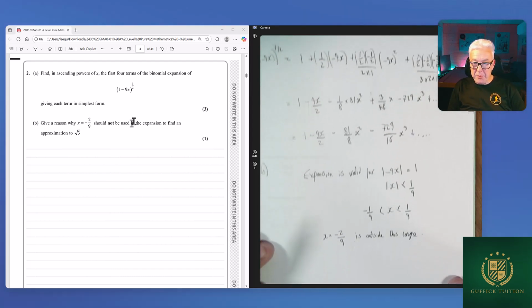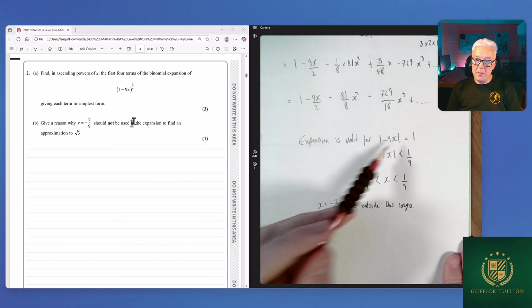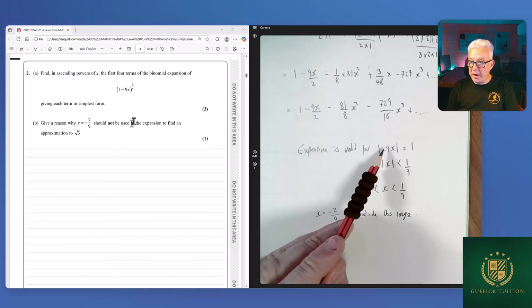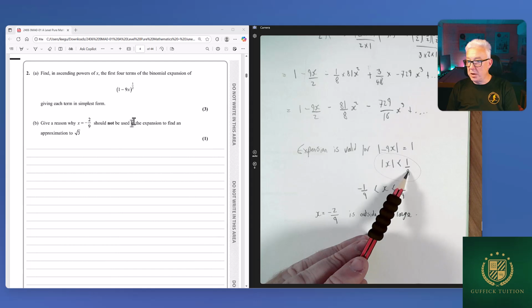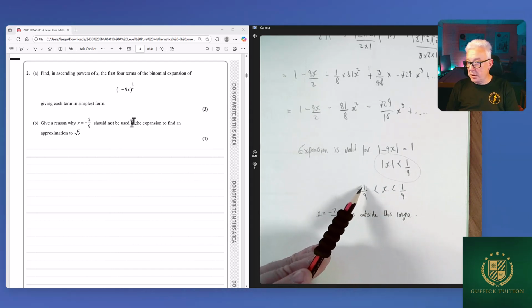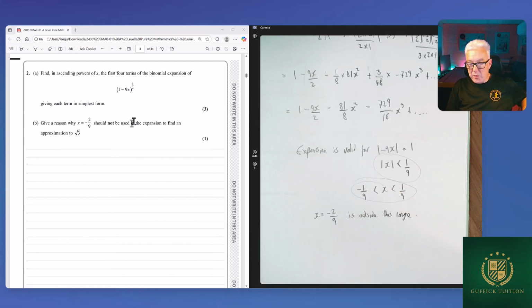Well, I think the key point here is that this expansion is valid for the modulus of minus 9x being less than 1. So therefore that means we can divide both sides by 9, and that means it's valid for the modulus of x less than a ninth, which can be written as less than a ninth but greater than minus a ninth. So this is the range of values for which this expansion is valid, and we can see that x equal to minus 2 over 9 is outside of that range.